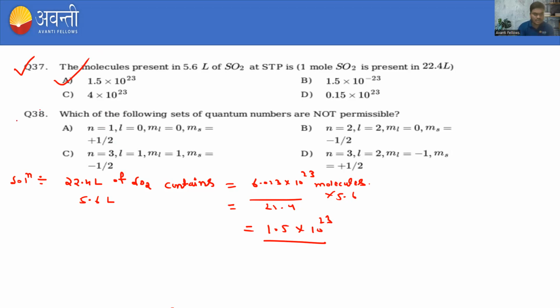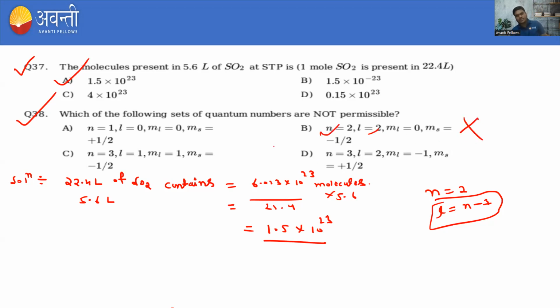Okay, come on. So question number 38 is from the structure of atom, that is quantum numbers. Which one of the following sets of quantum numbers is not possible? We all know that if n is equal to 2, l is always up to n minus 1. So l never becomes equal to n. In option number B, you can observe that n is equal to 2 and l is equal to 2, which is not possible. So that's why option B is not permissible.